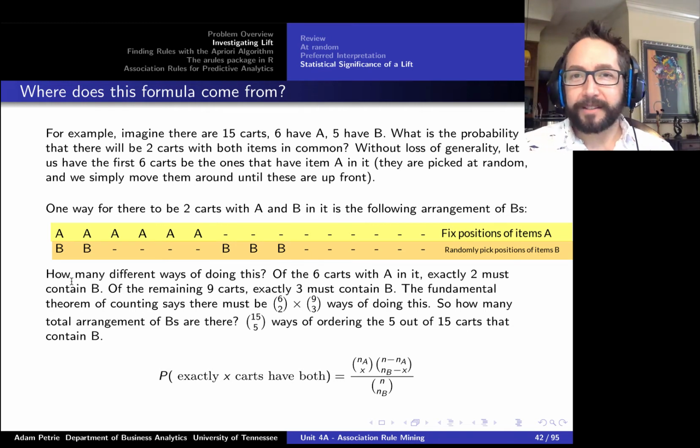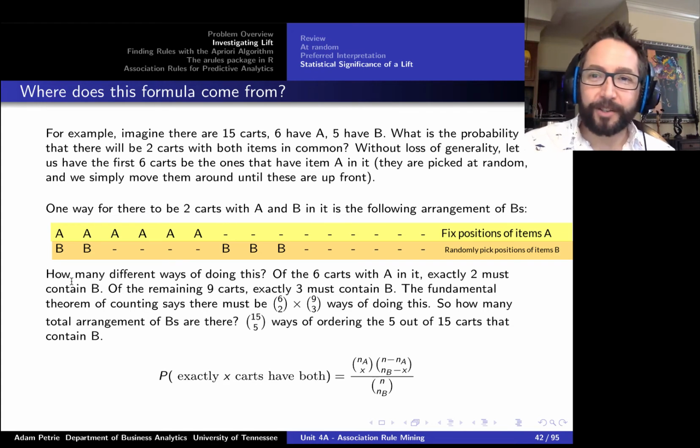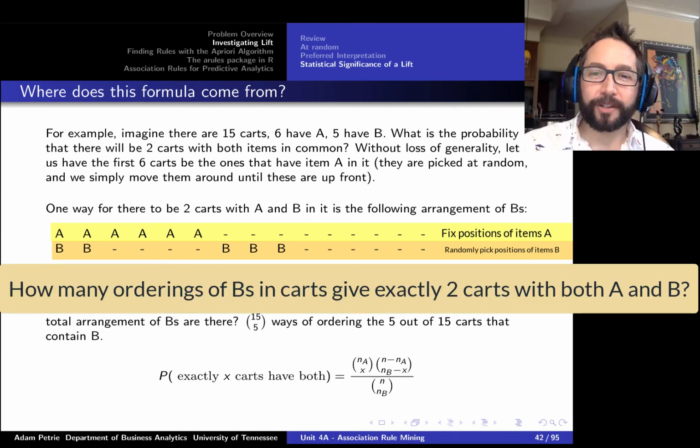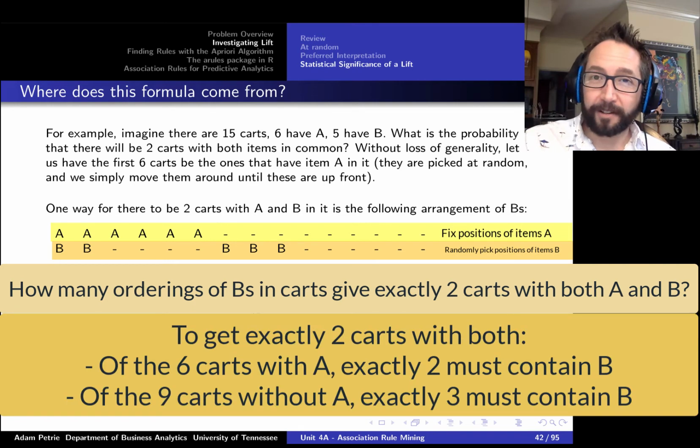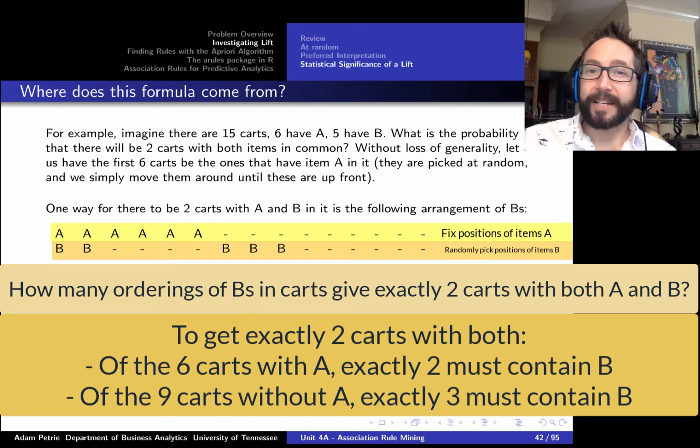Well, by the fundamental theorem of counting, we can split this up into 2 easier to answer questions. If I want to know how many potential sequences have both A and B in them exactly 2 times, I can say that 2 things need to happen. Of the 6 carts that have item A in them, exactly 2 of those carts have to have item B. And of the remaining carts, the 15 minus 6 carts that don't have item A, we need to have 3 of those carts have item B.